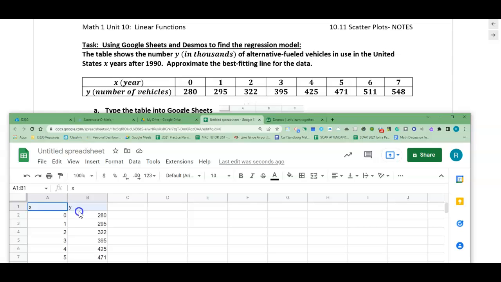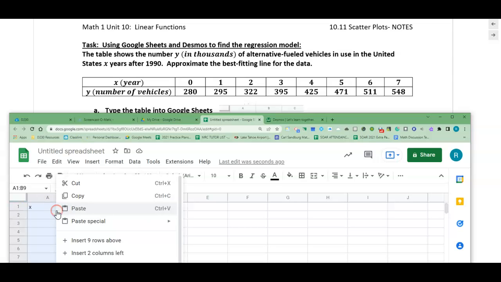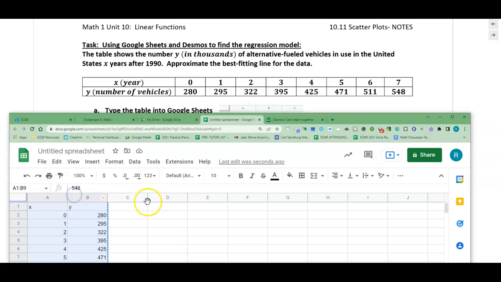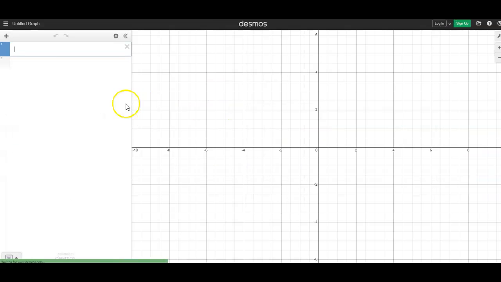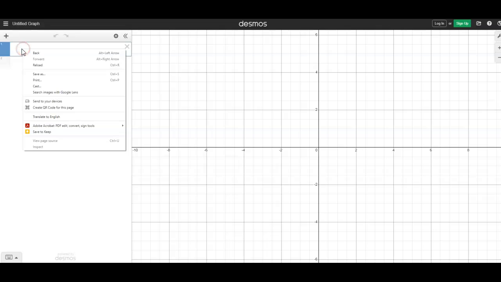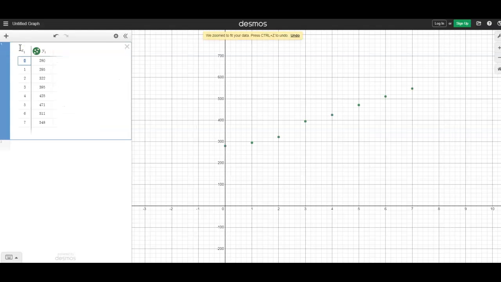So what we're going to do is highlight all of these cells. Okay, and when we highlight all of these cells, I'm going to right click and copy that data. Now I'm going to go to Desmos.com and go to the graphing calculator. And in this box here, I'm going to hit Control V to paste that in there. And if you look, what comes up is the set of data, all the points in the set of data.